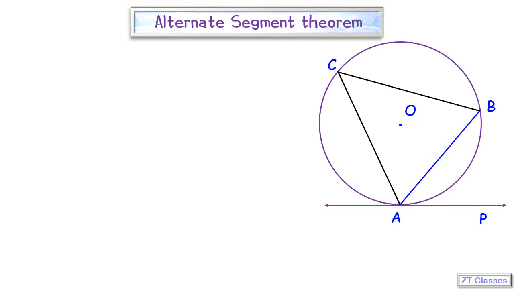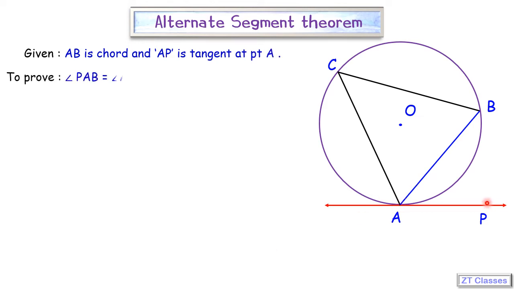Let's check the proof of this theorem. So it's given to us that AB is a chord and AP is a tangent. We have to prove that angle PAB, that is this particular angle, is equal to angle ACB, that these two angles are equal. Construction, as in most of the cases, we will join the center with the points on the circle. So we'll join OA and we'll join OB.